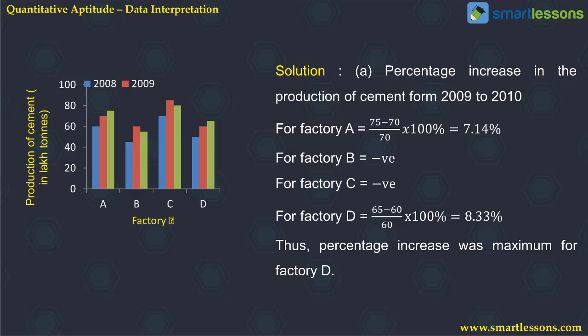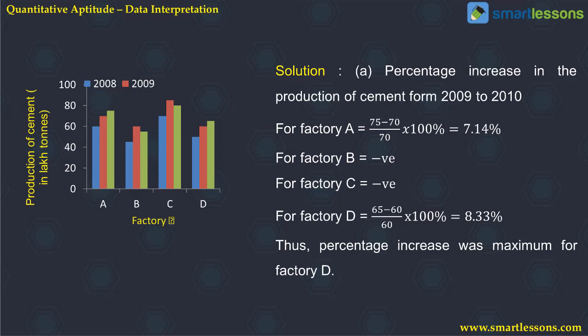Next, the fourth one, factory D. Yes, there is an increment. How much? Again, the increment is 5 here. So what you can see is that out of 4 options, B and C are ruled out. So the possibilities are factory A and factory D. And interestingly, in this case, both the factories have a 5 lakh ton increment. But remember, you need to find the percentage.